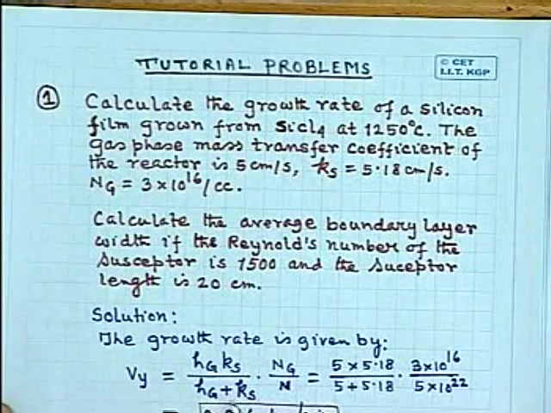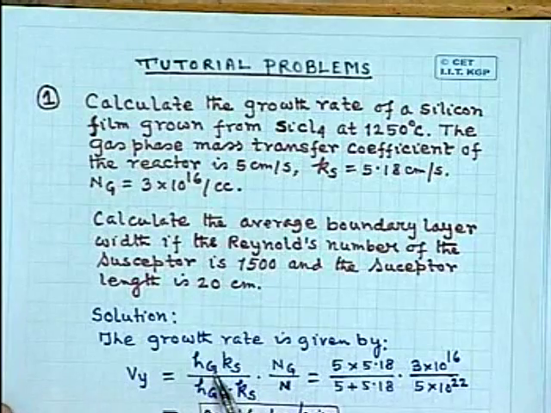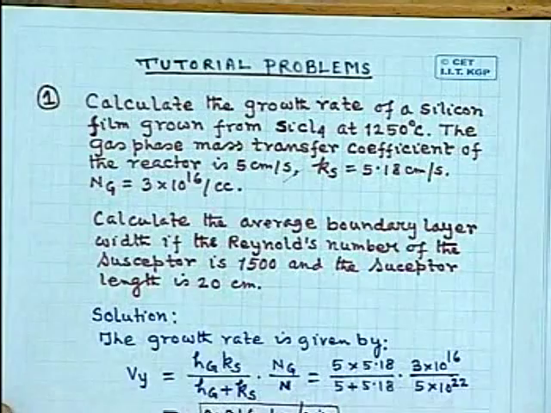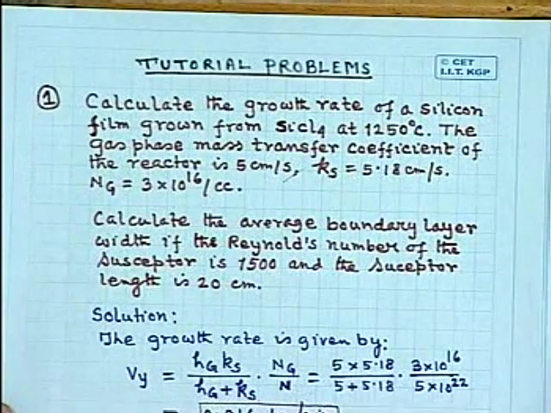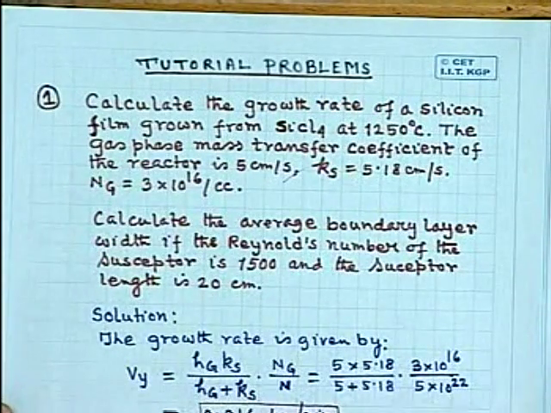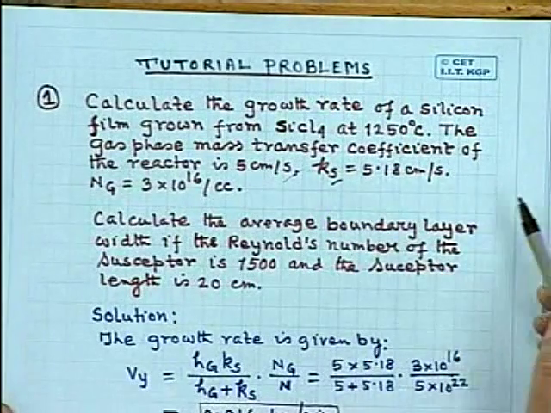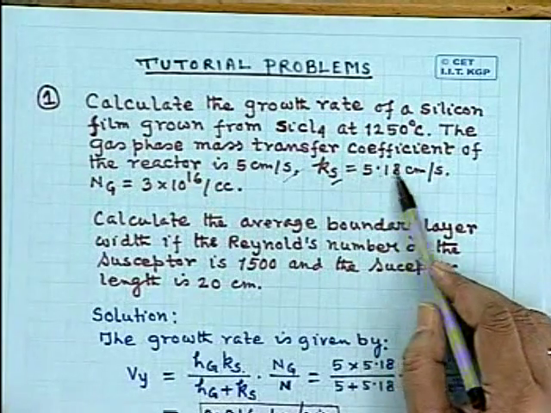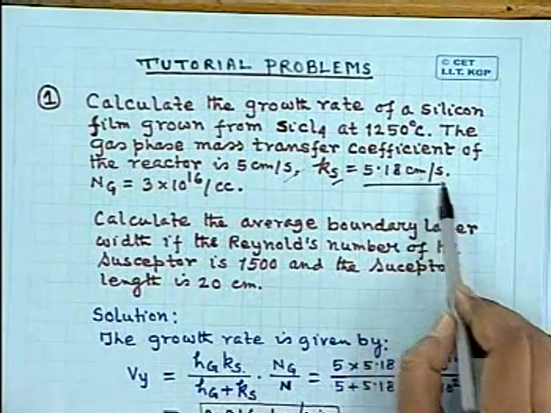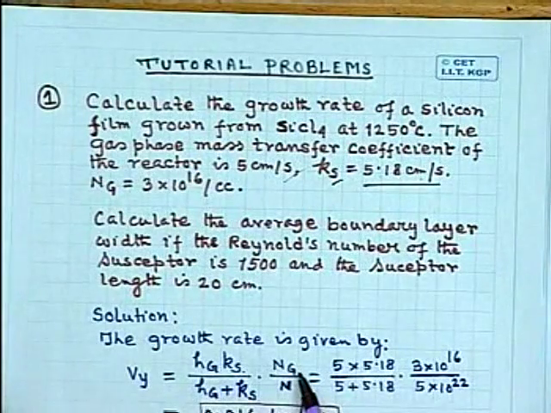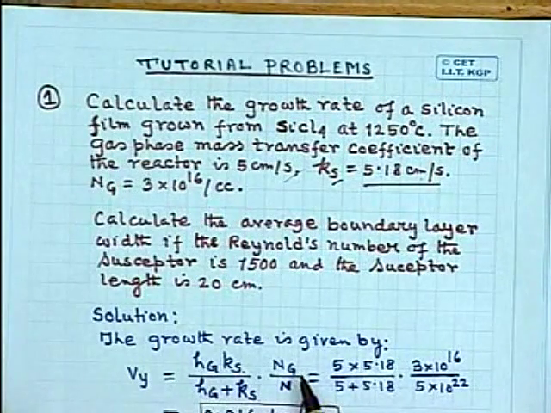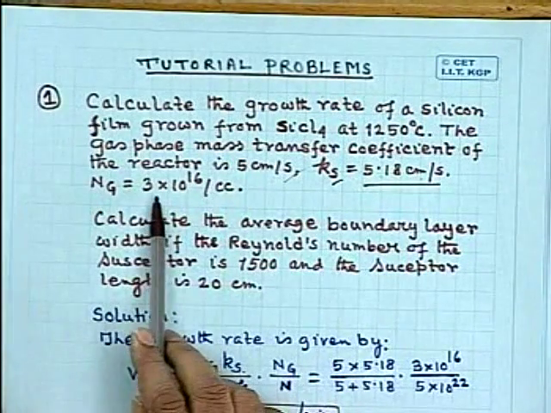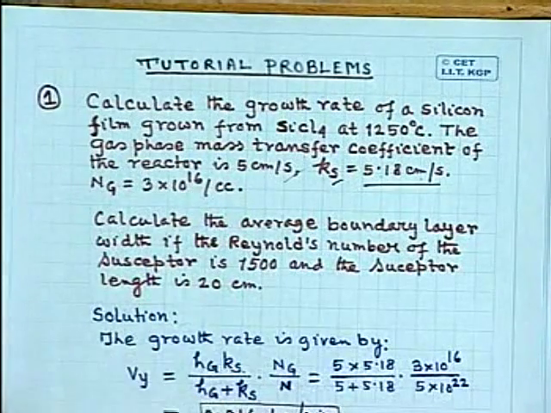Hg is the gas phase mass transfer coefficient, and the gas phase mass transfer coefficient here is given as 5 cm per second. Ks is the surface reaction rate constant, and that Ks value is also given as 5.18 cm per second. And Ng is the number of reactant molecules in the gas phase, and that is given by 3 × 10⁻⁙ per cc.